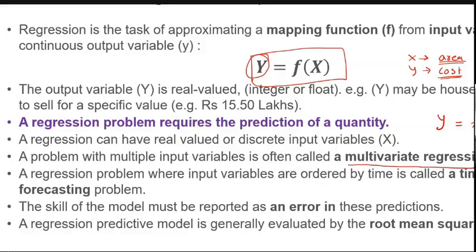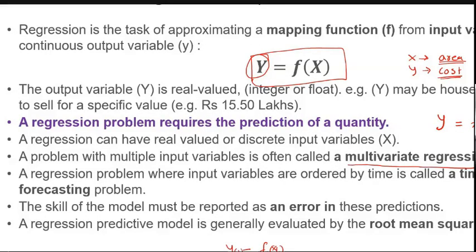A regression problem where input variables are ordered by time is called time series forecasting. If there is a timestamp on the input, and I want the output for the first time instance, then y1 is equal to f of x1, then y2 is f of x2, where 2 now indicates the second time instant. So this suffix is now indicating the time. If this is the case, then it is a time series regression problem.